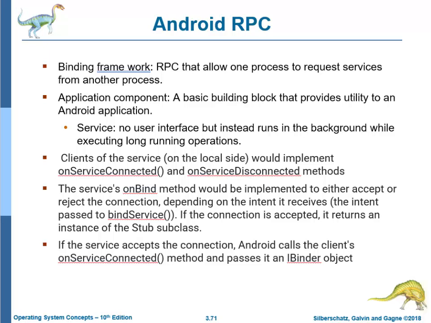If the connection is accepted, it returns an instance of the stub subclass. If the service accepts the connection, Android calls the client's onServiceConnected method and passes it an IBinder object, a proxy for the stub subclass managed by the service. Through the proxy, the client can make calls on the remote service.